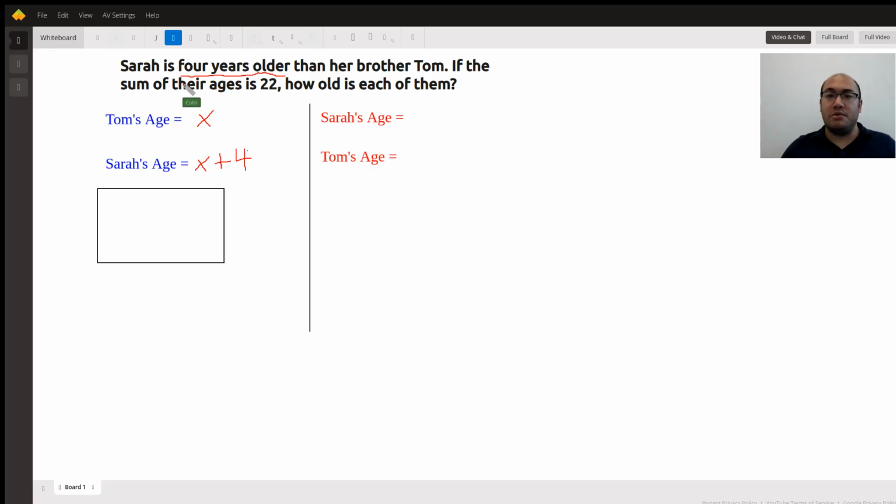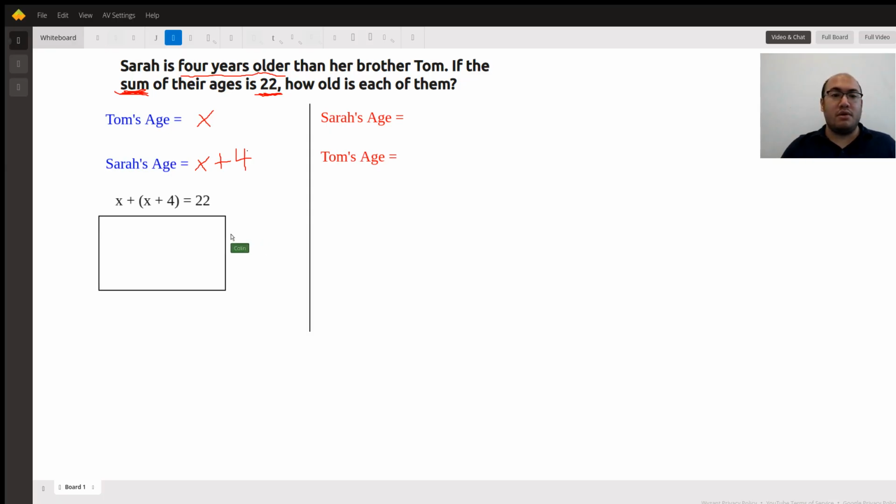Now we need to build our equation. Some other hints from the problem here, it tells me sum, so that tells me that we're adding, and it also tells me that the sum of their ages is going to equal 22. So if I add Tom's age, which is x, and Sarah's age, which is x plus 4, that should equal 22, which I've got right over here. Now we're going to solve this like a regular equation. We're going to combine like terms, use inverse operations to try to get to our answer, and from there we can find both those ages.